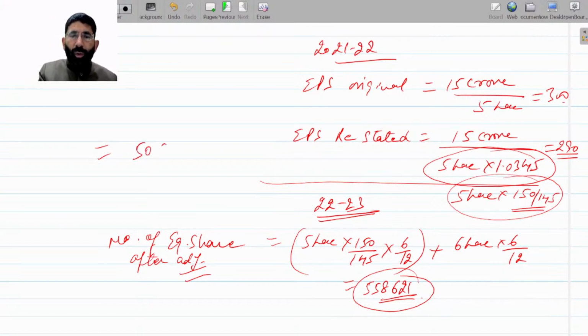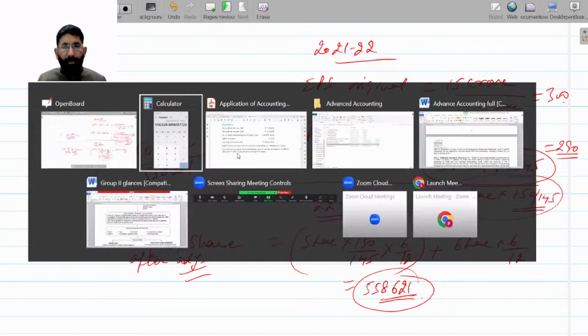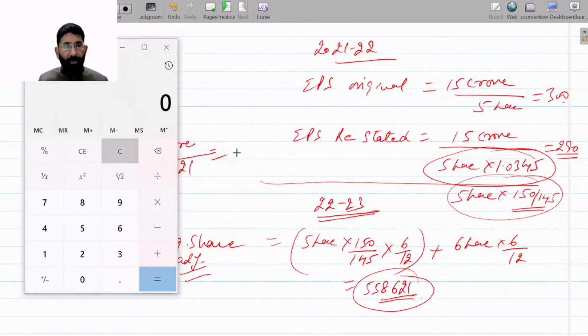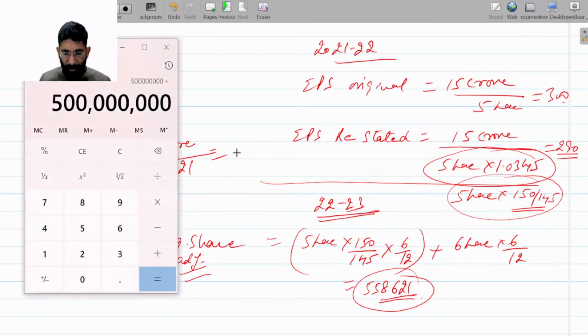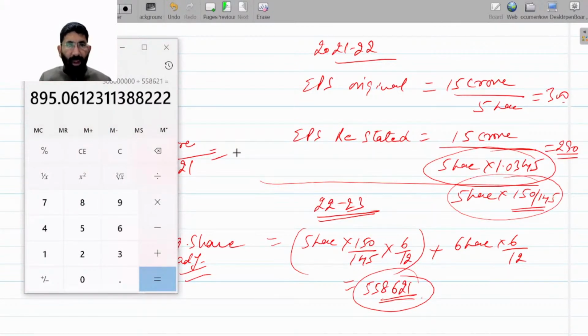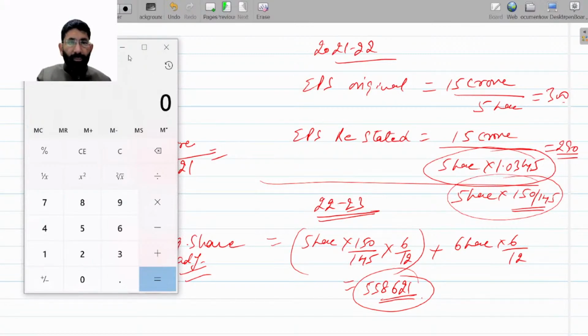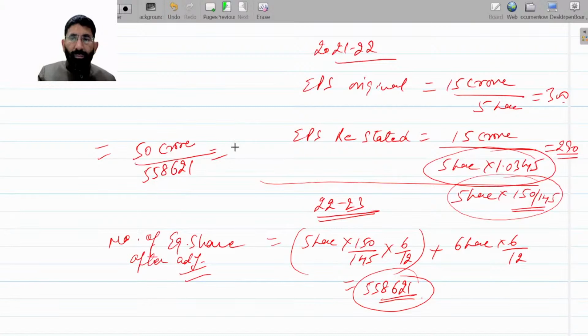Now what do you have to do? Profit is with you 50 crores, which will be divided by 558,621. The answer is 895.1.